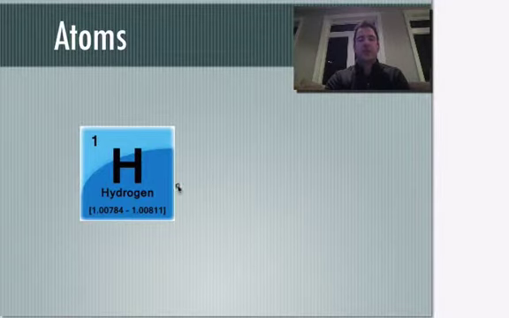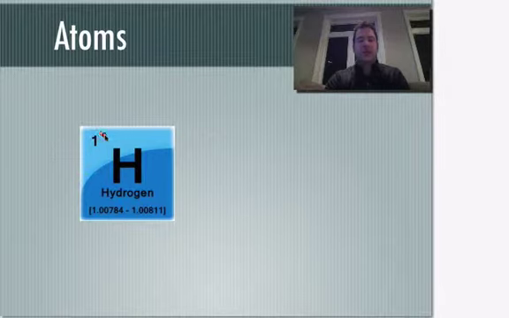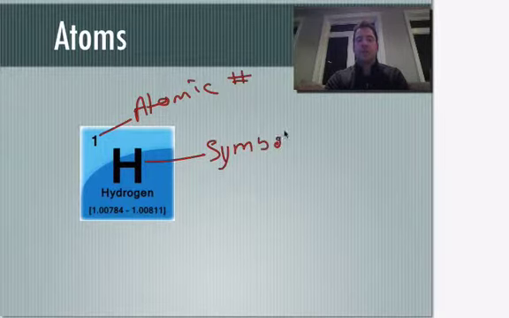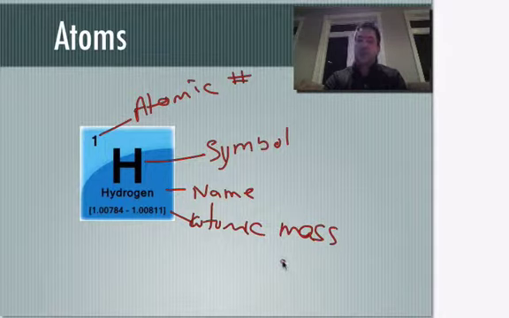So what does all this stuff mean right here? Well, this is going to be called your atomic number, and this stuff's going to be really important, so pay attention to this. This might be a good time to start writing some things down. This is going to be your symbol. This is going to be your name, so it's hydrogen. This is your atomic mass.